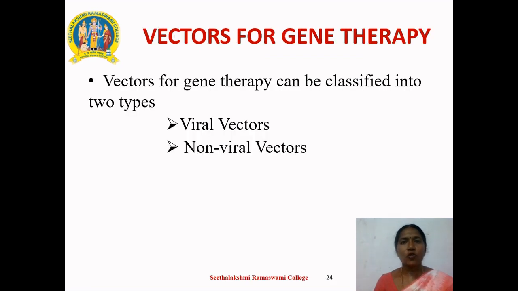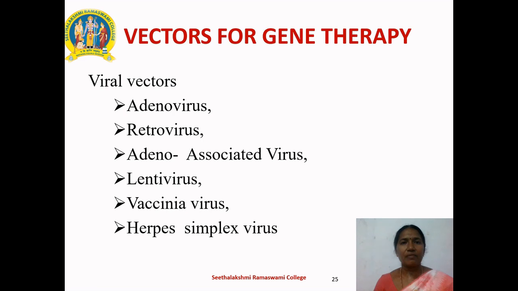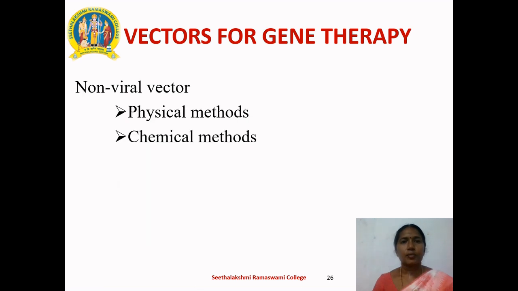There are two types of gene therapy vectors. One is viral vectors and the other is non-viral vectors. What are viral vectors? They are otherwise known as transduction vectors. This type of vector is used for only specific cells. For example, adenovirus, retrovirus, adeno-associated virus, lentivirus, vaccinia virus and herpes simplex viruses.